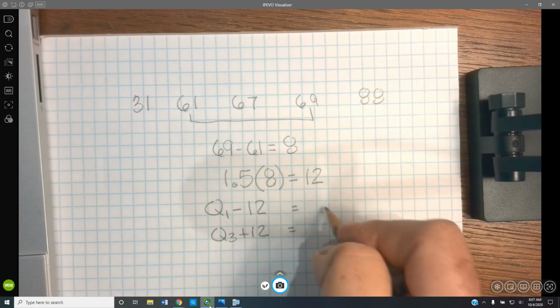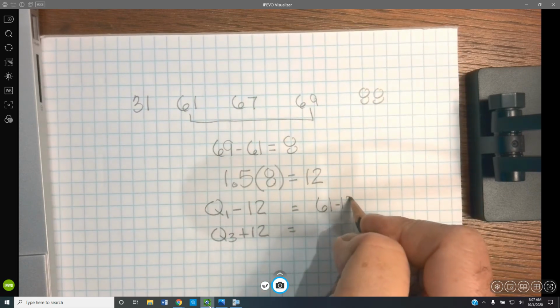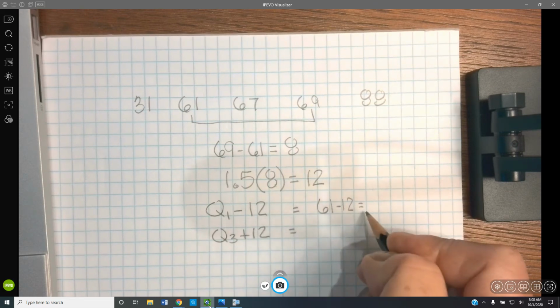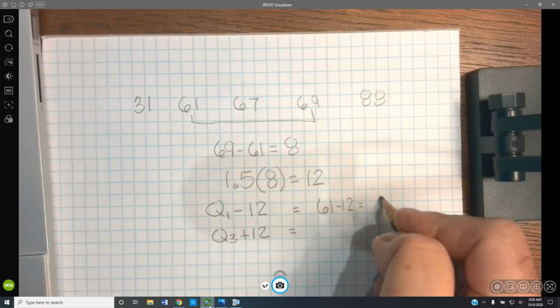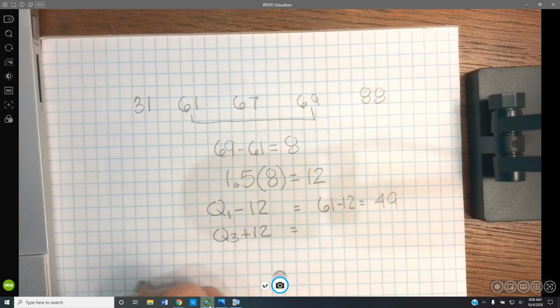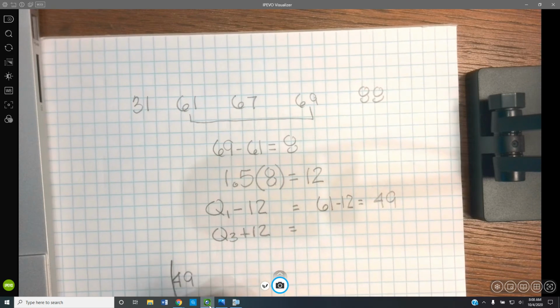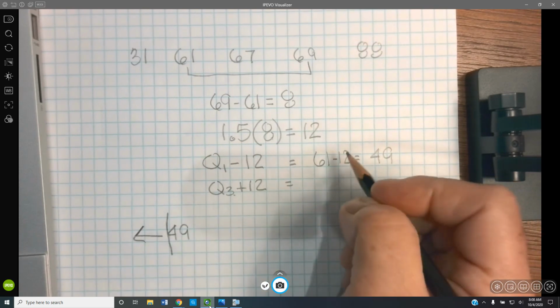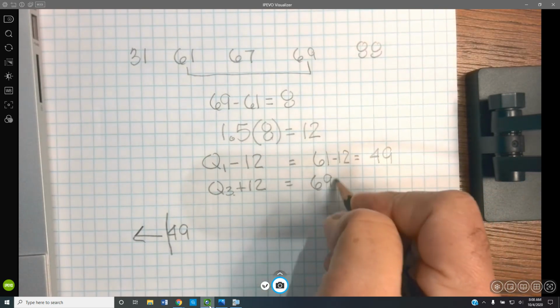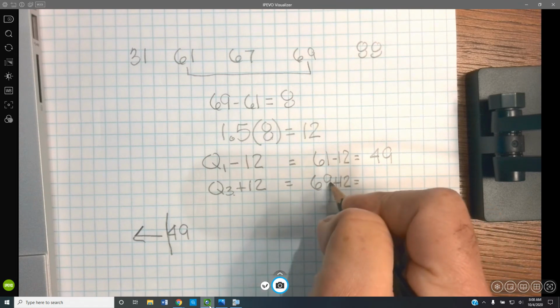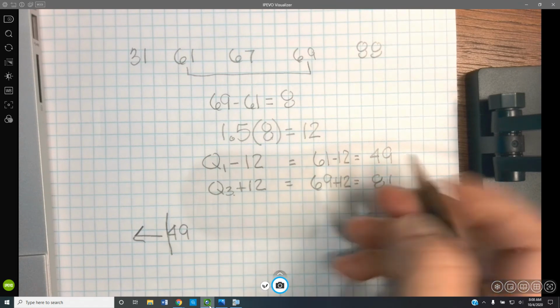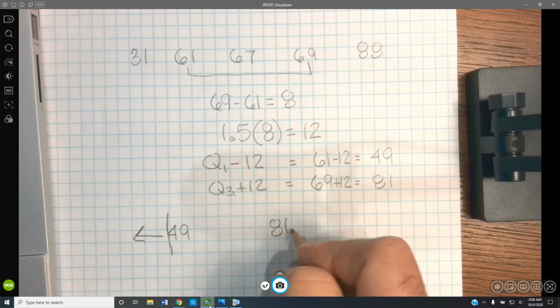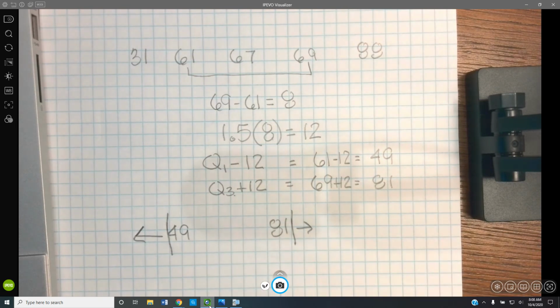Okay, for us, Q1 is 61. 61 minus 12 is 49. So my lowest number that I can have is 49. Anything smaller than 49 is considered an outlier. Q3 is 69, and I'm going to add 12 to that, which is 81. Anything outside of 81 to the right is also going to be considered an outlier.